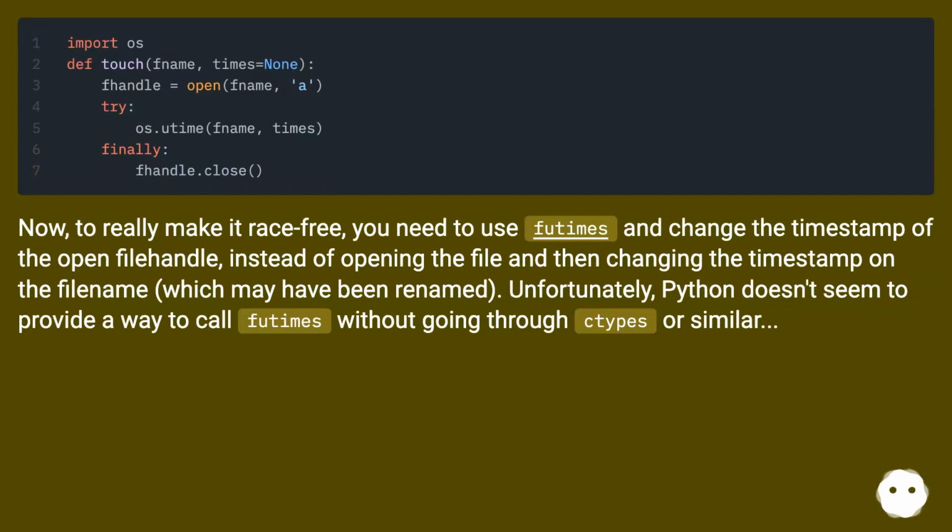Now, to really make it race-free, you need to use futimes and change the timestamp of the open file handle, instead of opening the file and then changing the timestamp on the file name, which may have been renamed. Unfortunately, Python doesn't seem to provide a way to call futimes without going through ctypes or similar.